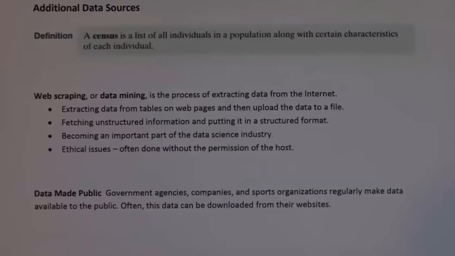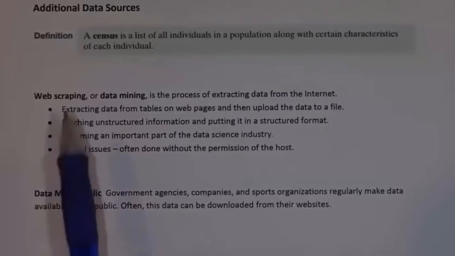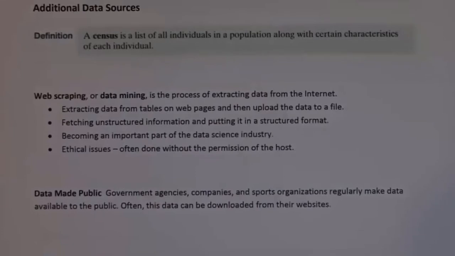But the truth is that depends on the size of the population. If you have a relatively small population, let's say we're talking about Lewis and Clark students as my population, well then a census is not going to be nearly as challenging as if I'm talking about like US citizens, for example. But anyway, we can get data from a census.